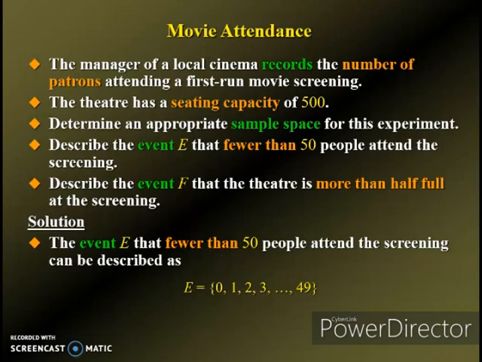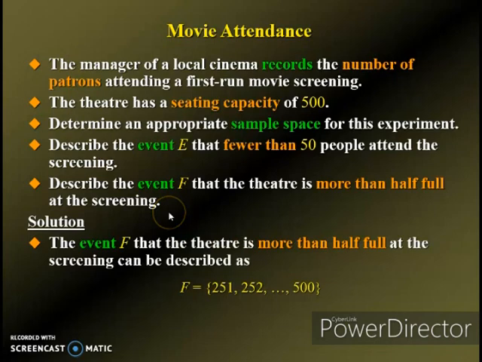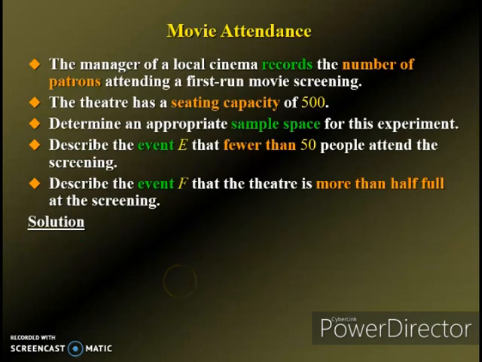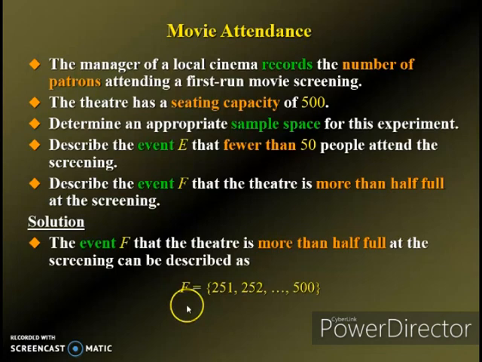Now describe the event F that the theatre is more than half full at the screening. In order to determine the event F, when the theatre is more than half full, we need to understand what half full is. Since the seating capacity is 500, half full is 250. So more than half full means F is equal to {251, 252, etc. up to 500}.